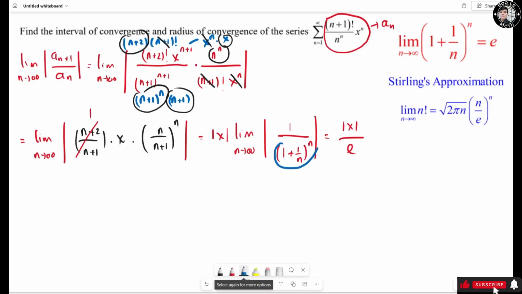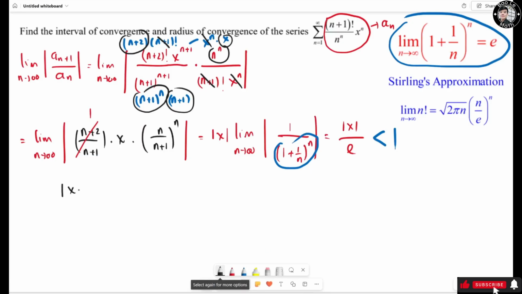The formula of this guy is right here. If you want to learn how to prove this formula, check out the link in the description below. Now, in order for this series to be convergent, we need this guy to be less than 1 by the ratio test. So it's going to be the absolute value of x less than e, or x less than e and greater than negative e. This one is the interval of convergence. But we need to be careful. We need to check the endpoints right here.